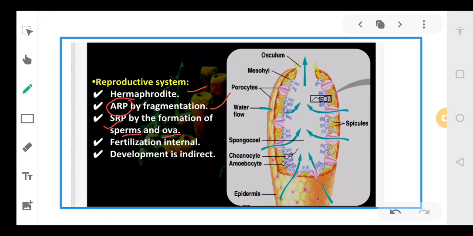Sperms are made by the male reproductive parts, and ovum will be produced by the female reproductive part. Here the fertilization is internal, meaning the fusion of gametes occurs inside the body of the organism, and development is indirect, where you will observe that a larval stage is present. In between there is a larval stage, and this larval stage is completely different from the adult.